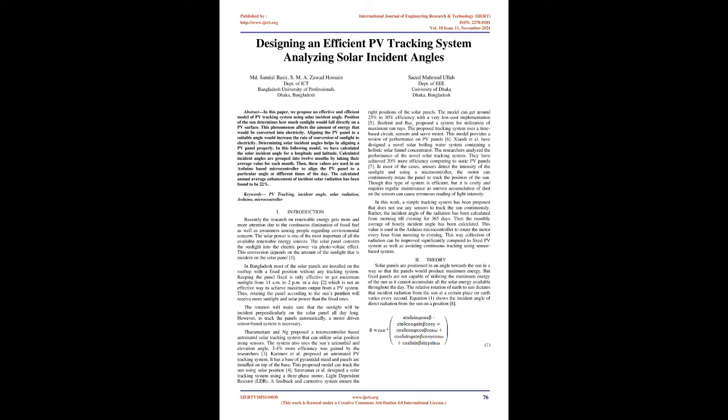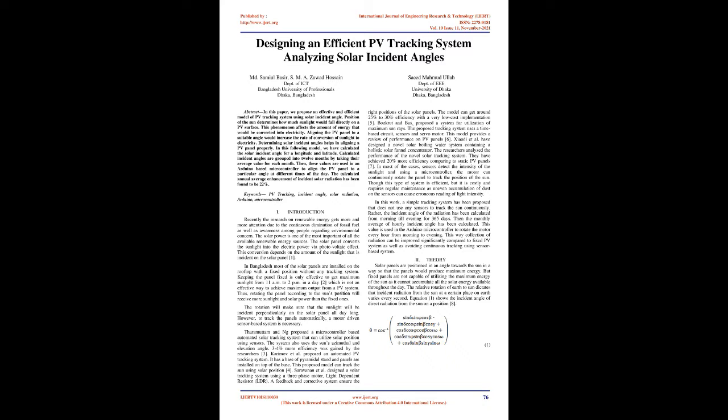Aligning the PV panel to a suitable angle would increase the rate of conversion of sunlight to electricity. Determining solar incident angles helps in aligning a PV panel properly. In the following model, we have calculated the solar incident angle for a longitude and latitude. Calculated incident angles are grouped into 12 months by taking their average value for each month.